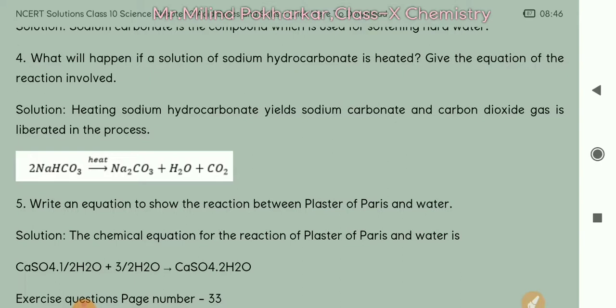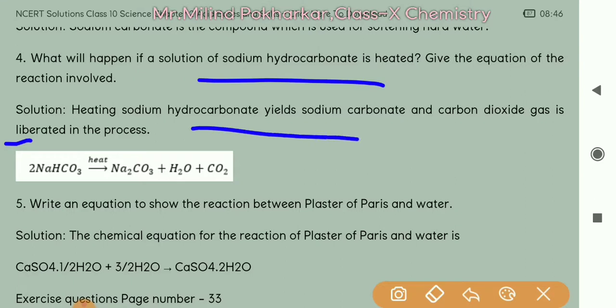In the last period, we have seen the fourth question: what will happen if a solution of sodium hydrogen carbonate is heated? Give the equation of the reaction. So it's a decomposition reaction. You can see here the heating of sodium hydrogen carbonate. Sodium hydrogen carbonate on heating produces sodium carbonate.